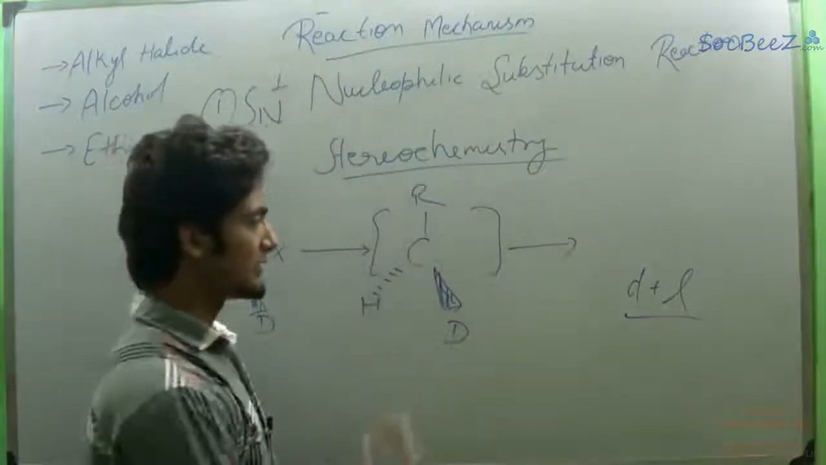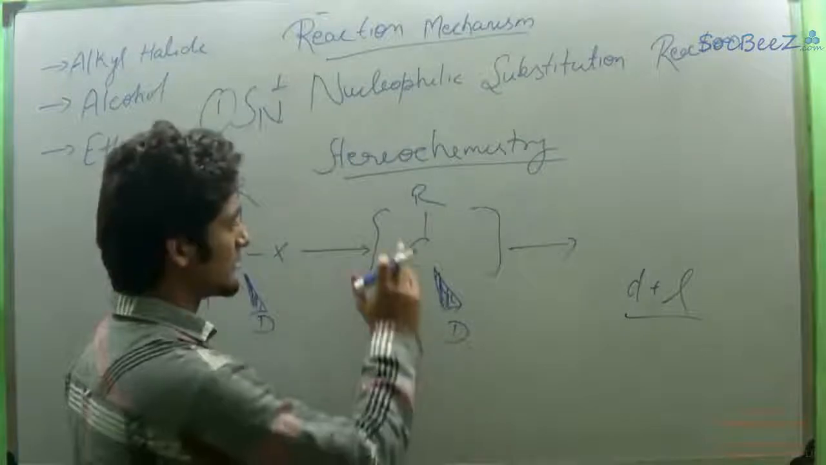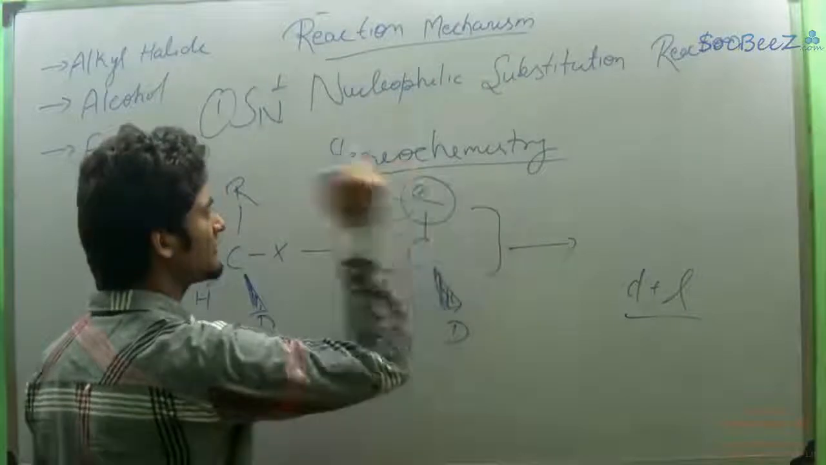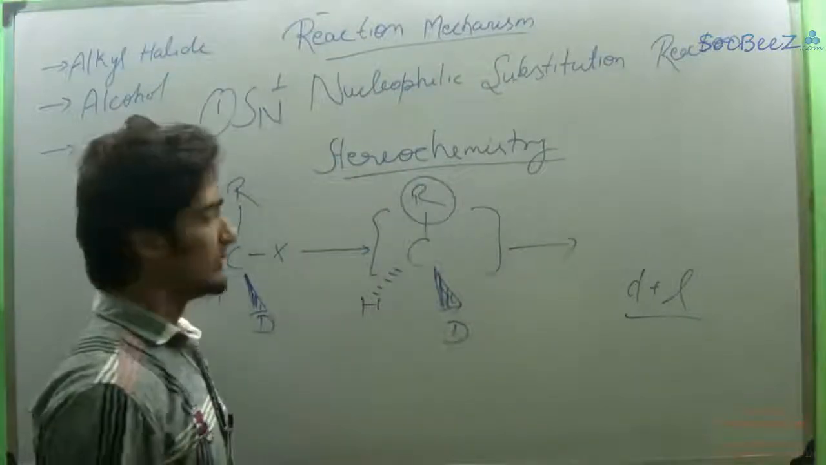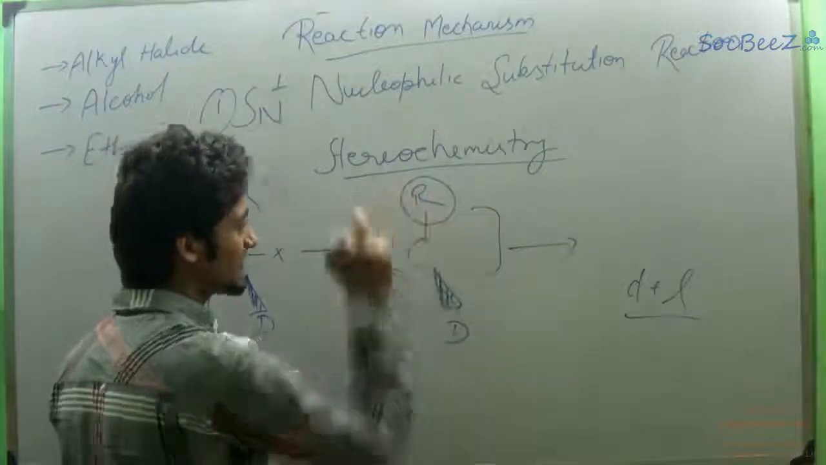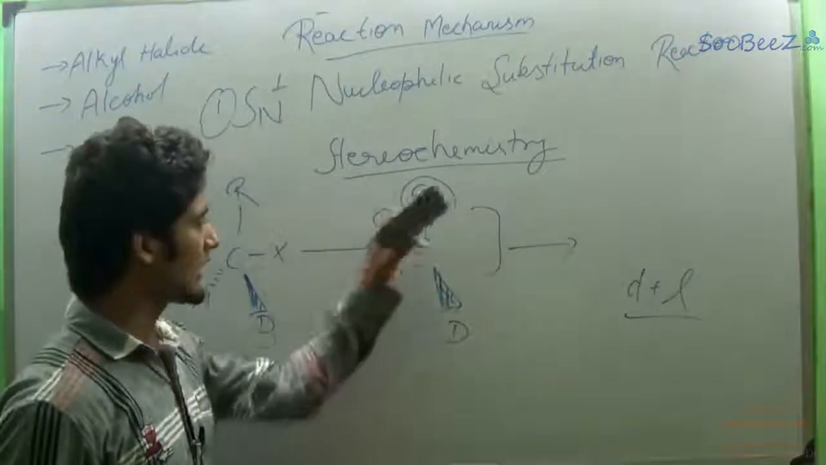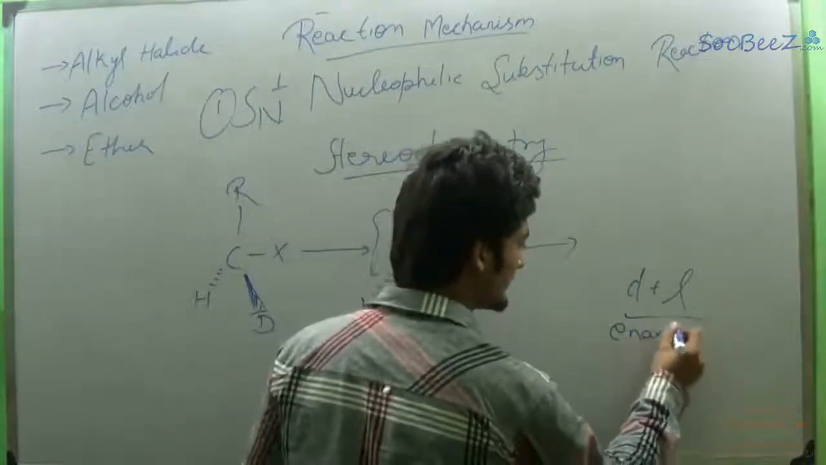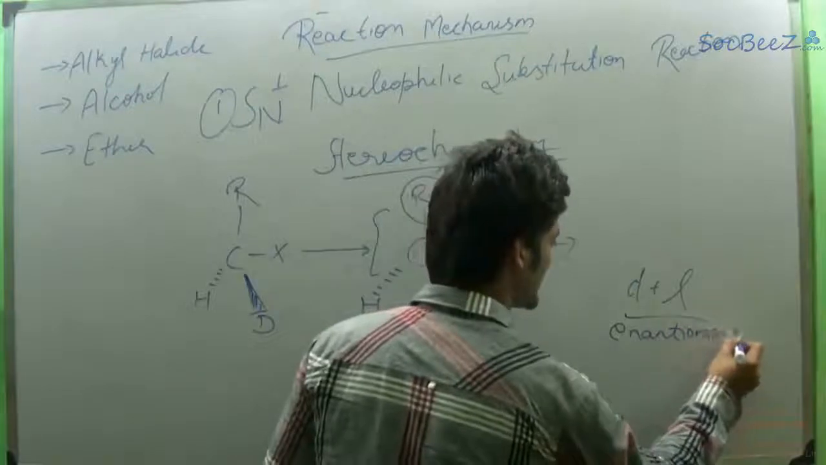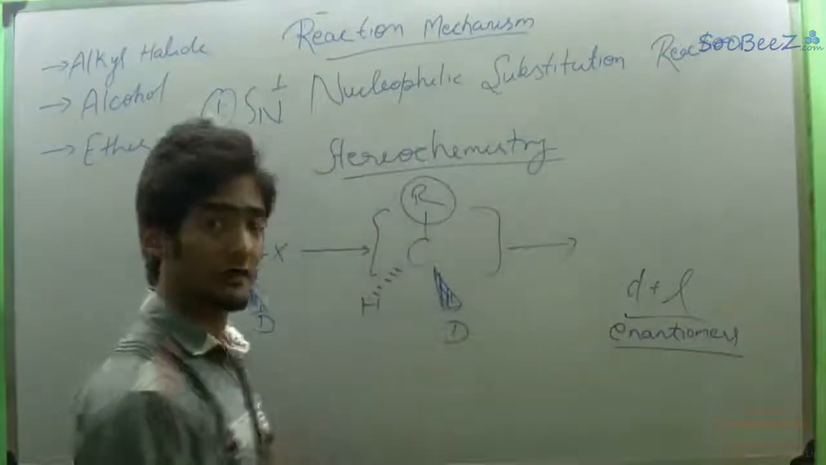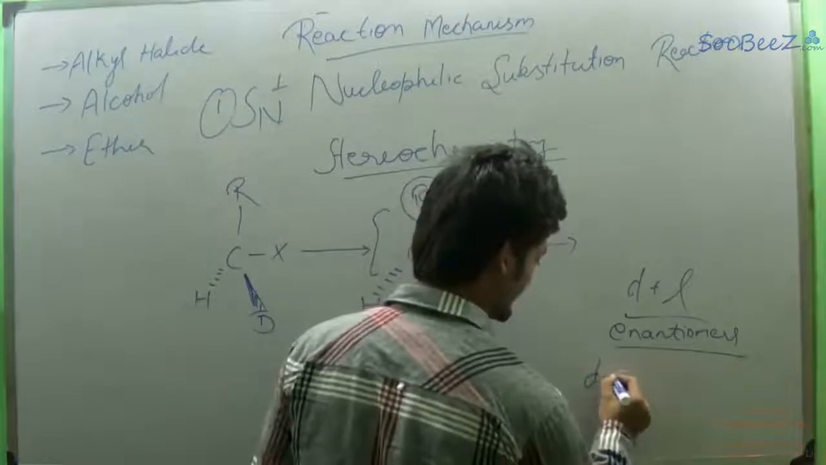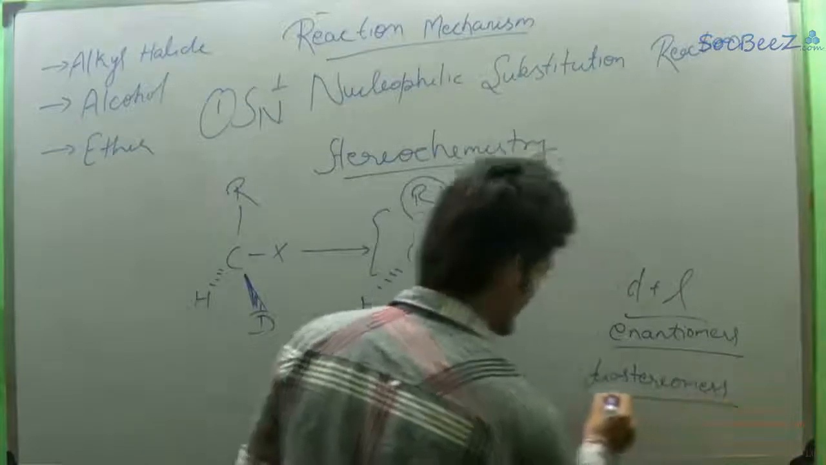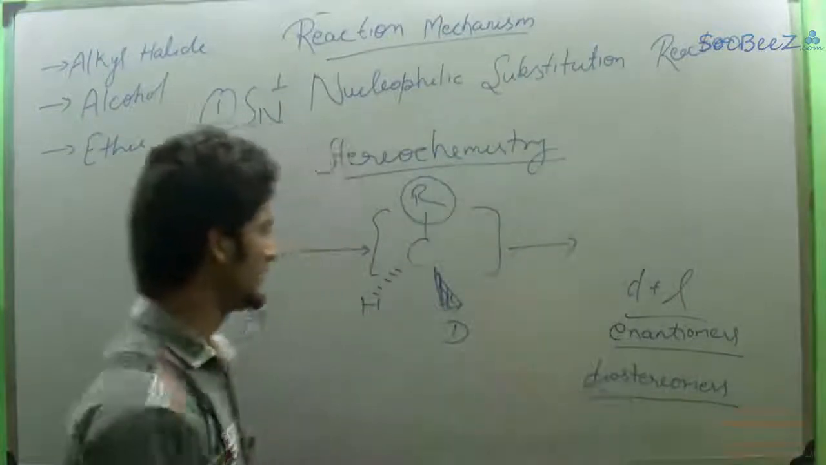Now, here is a thing which we have to know. This is true only if this R part is considered to be non-chiral. Suppose this R is itself a chiral molecule, then instead of getting enantiomers, as discussed in this case, we'll get diastereomers. I'll discuss this in detail.